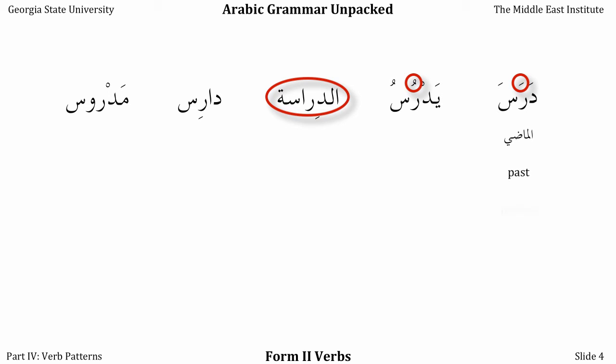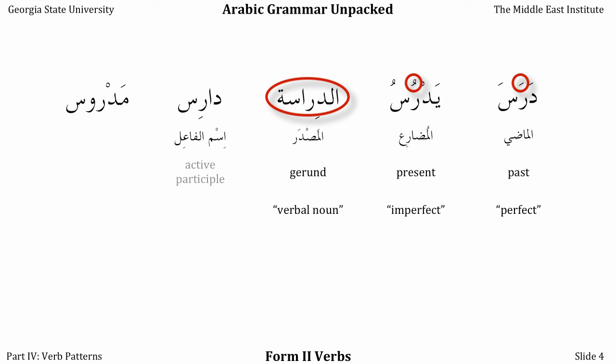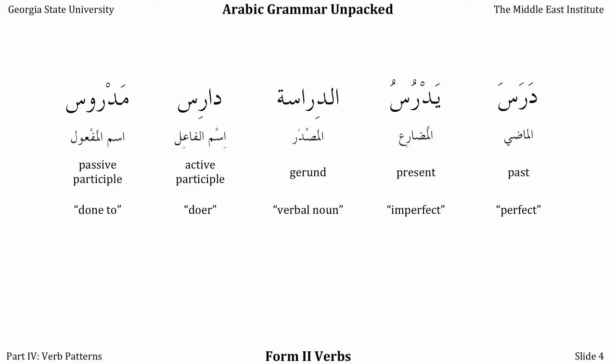So for simple verbs, we have these 5 parts. The past or perfect tense, we need to learn its middle vowel. The mudari or imperfect tense, we need to learn its middle vowel, which is dhamma here. The masdar or verbal noun or gerund, we need to learn its form. And from there we can derive the active participle or doer or ism fa'il and the ism maf'ul or passive participle or done to. Now, if we double the middle consonant, put shadda over the ra here, we make the verb simultaneously different and also quite a bit easier to learn.